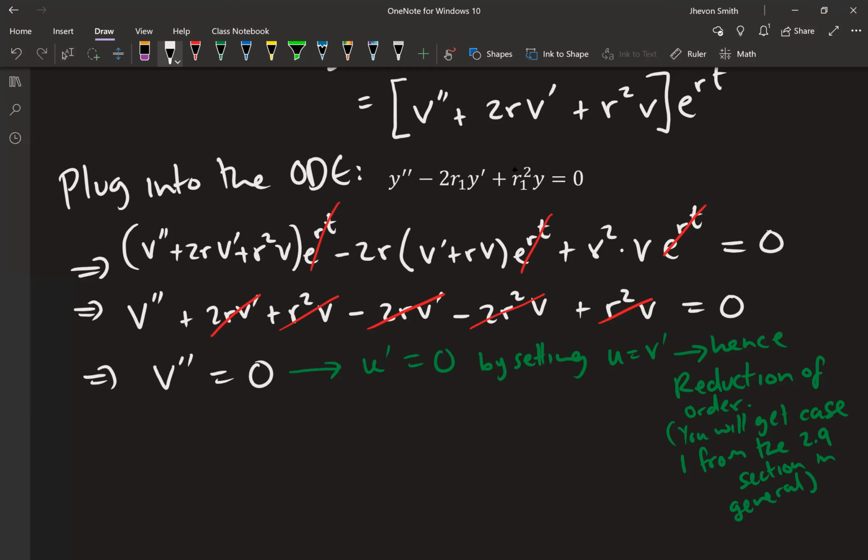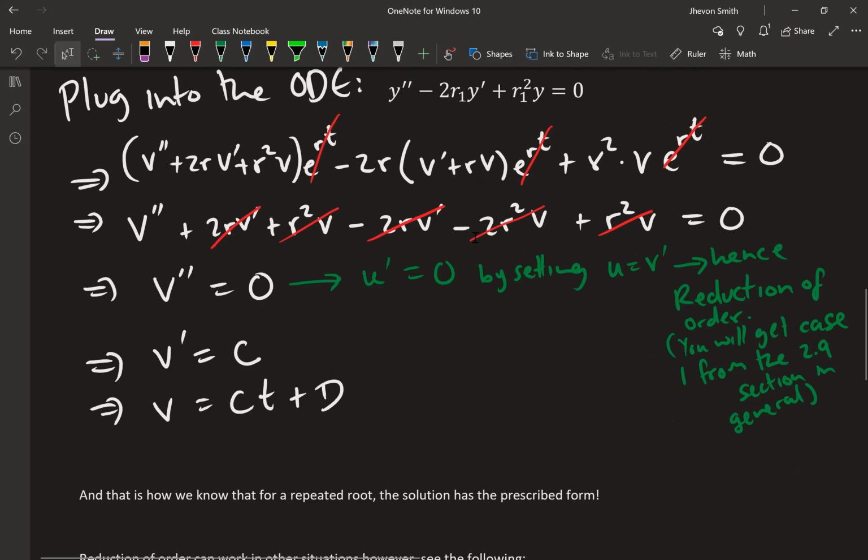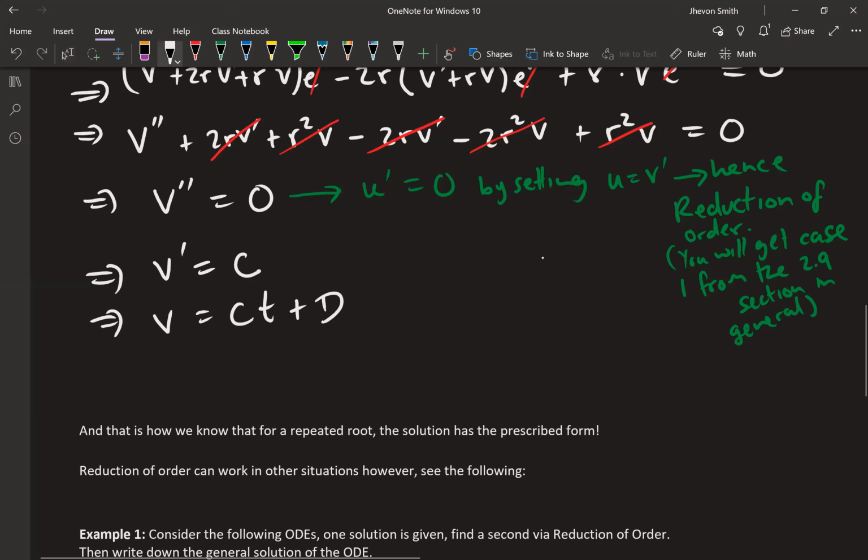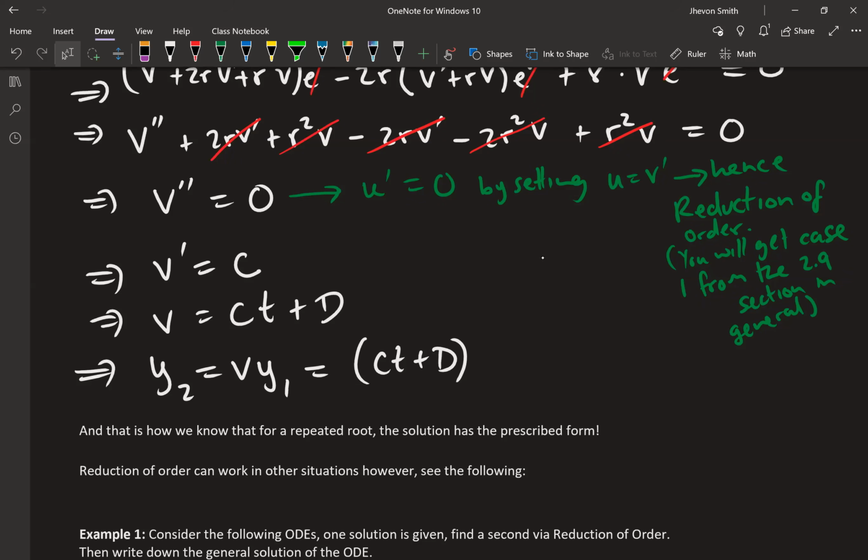So here we can actually just integrate twice. So here my v prime is going to be some constant. Call it C1 if you want, or just some constant. And also my v is now going to be some constant times t plus another constant. So here I just solve for v. So this means that my y2 is going to be v times y1. This means it's going to be ct plus d times e to the rt.